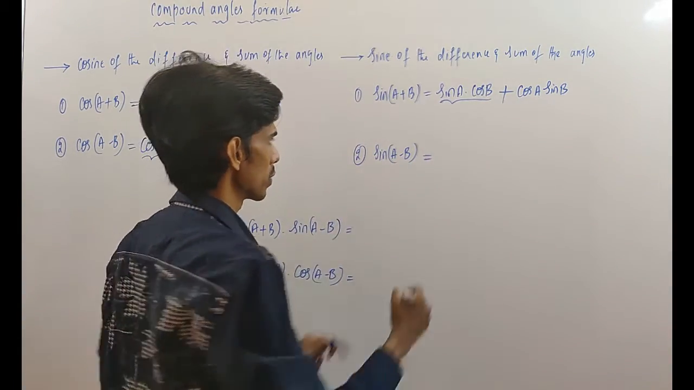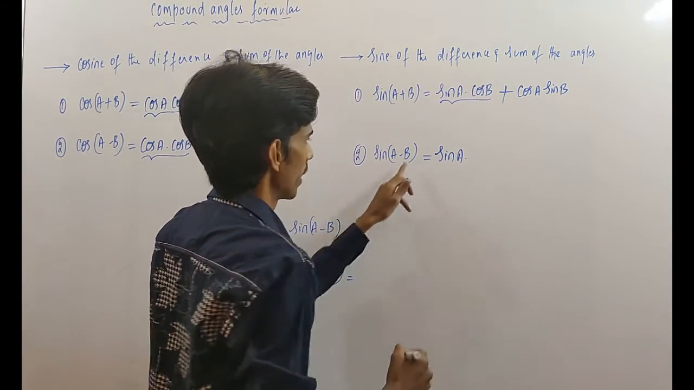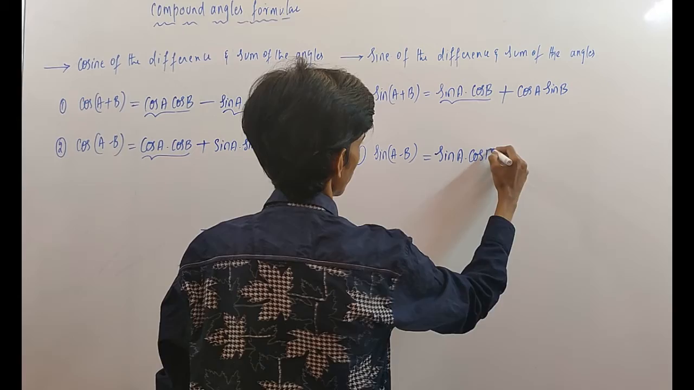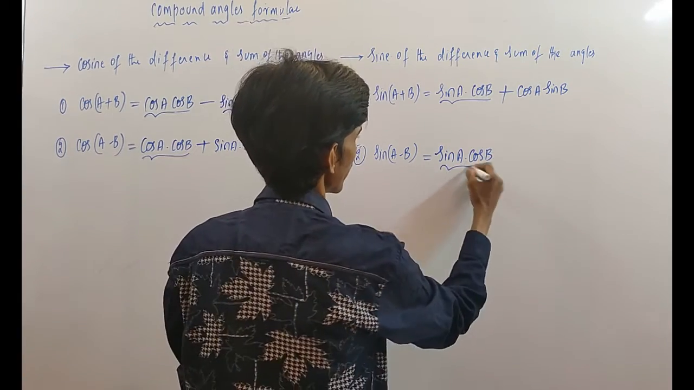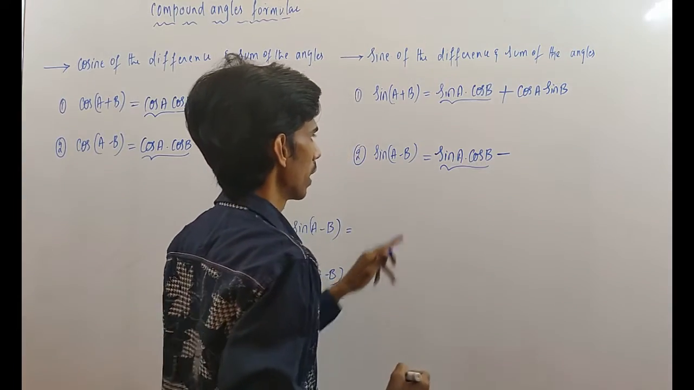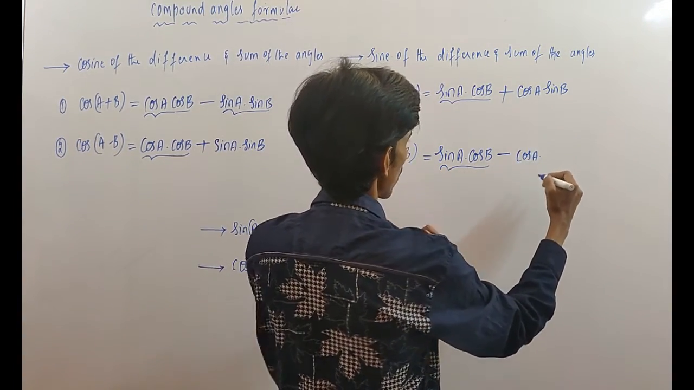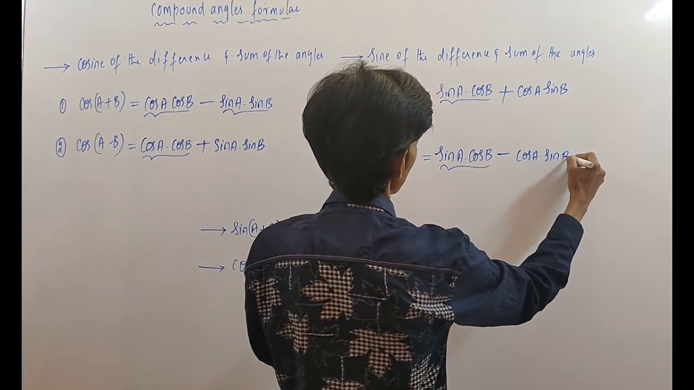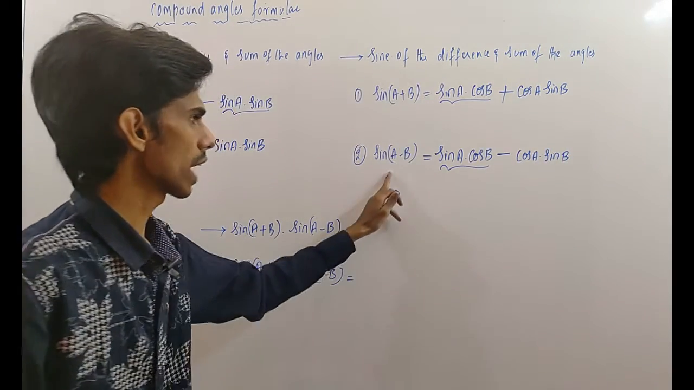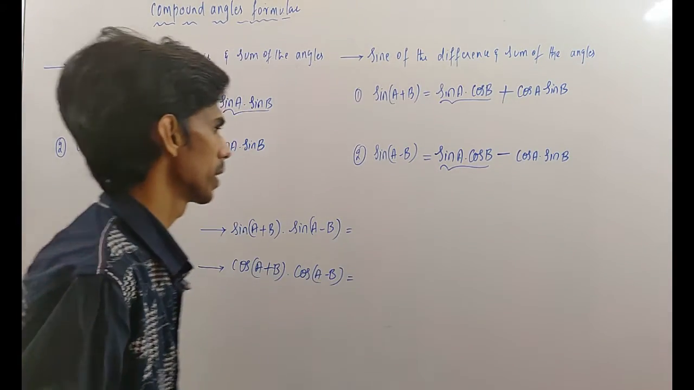Now we have sine A minus B. Write down sine A first, it is same. Next cos B. These two should be different. Sine A cos B, here minus sign is there, so the same minus sign will come, and this sine A will become cos A, and this cos B will become sine B. So this is the formula for sine A minus B: sine A cos B minus cos A sine B.